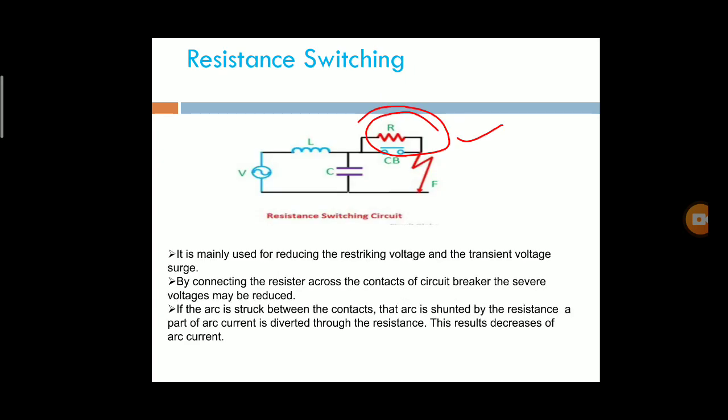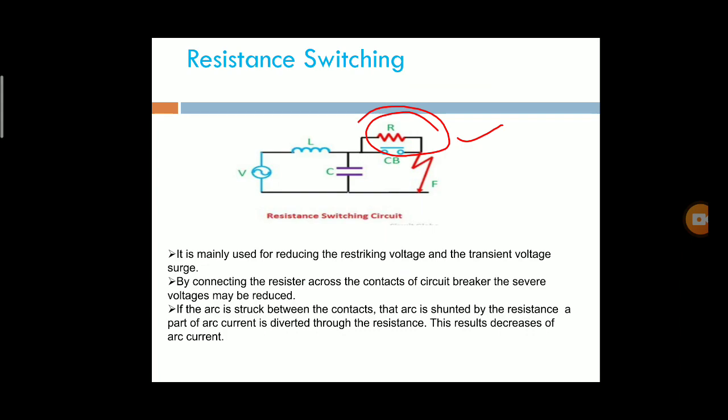In the present class, the main important topics are the current chopping phenomena, resistance switching, and the derivation for the rate of rise of restriking voltage, and also the restriking voltage.